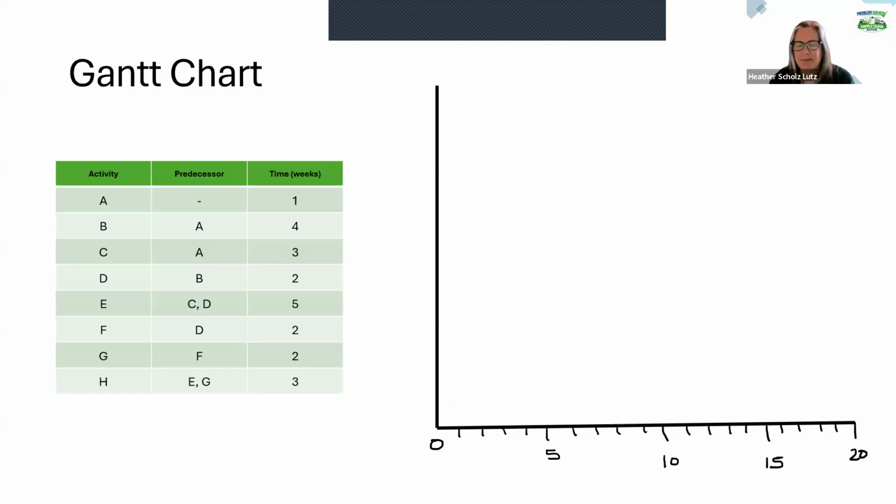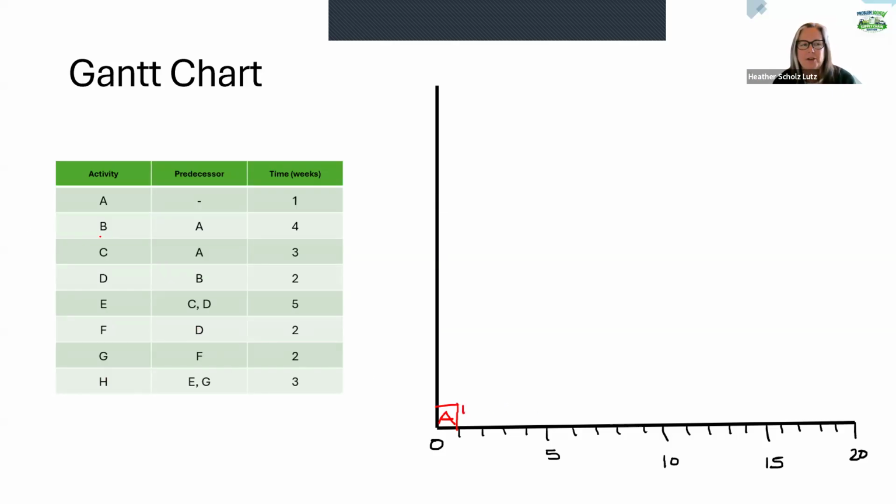And the other thing you'll see me do is at the end of each bar that's representing the activities, I will show the duration because I am not good at drawing these and it will not line up usually with the lines at the bottom. All right, so we're going to start here. Activity A takes 1 week. So I'm just going to draw that here. So we have activity A and it takes 1 week.